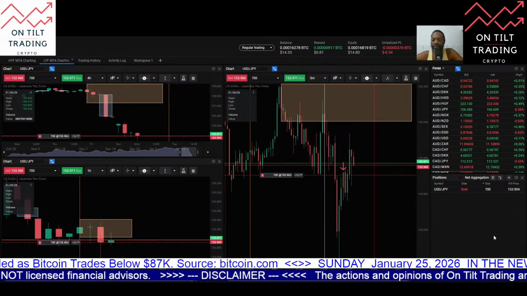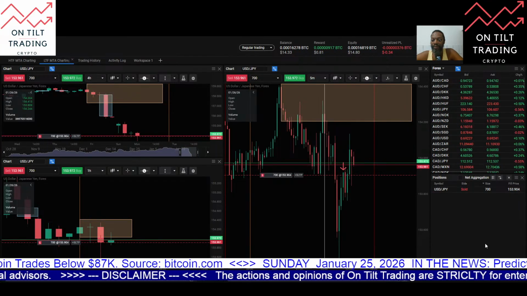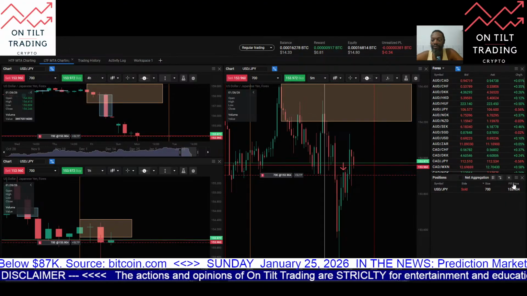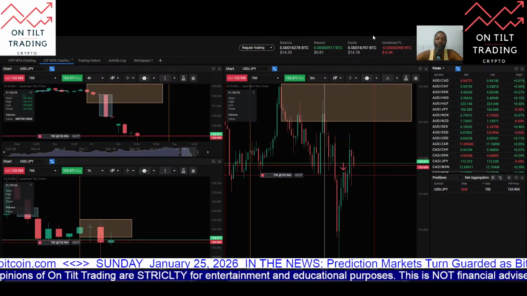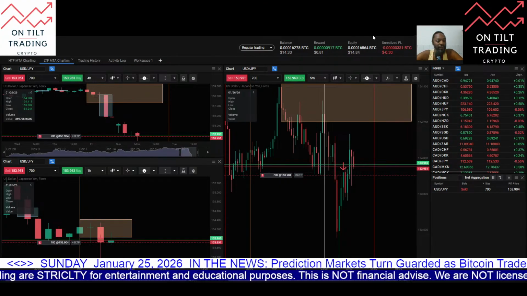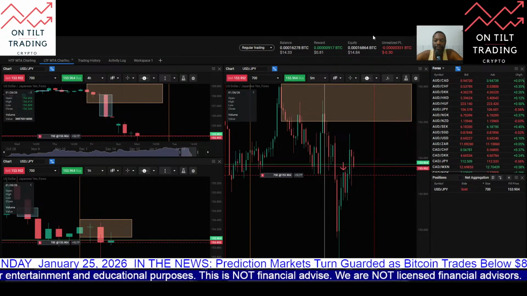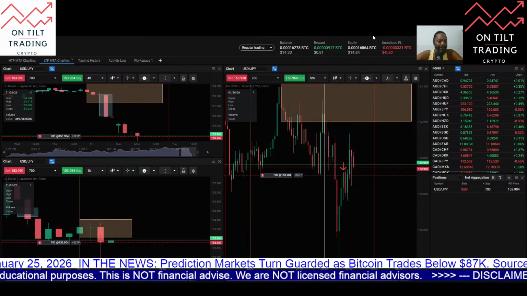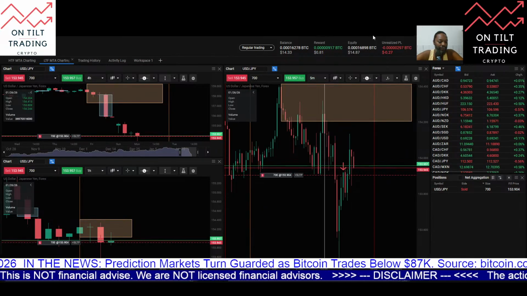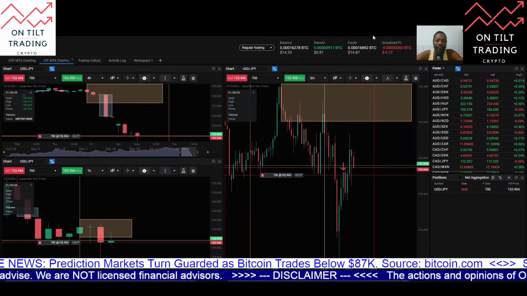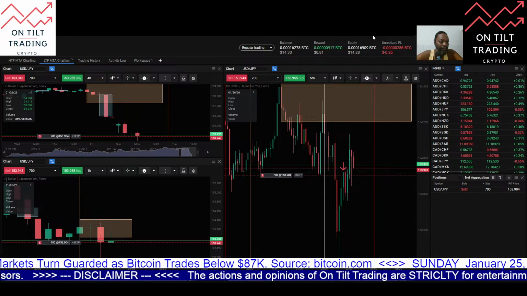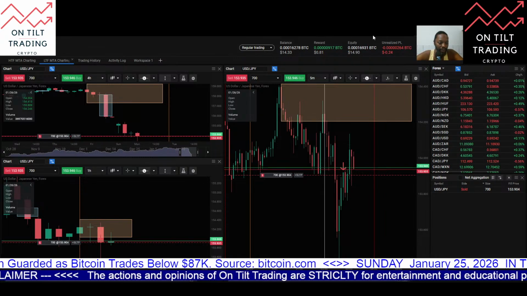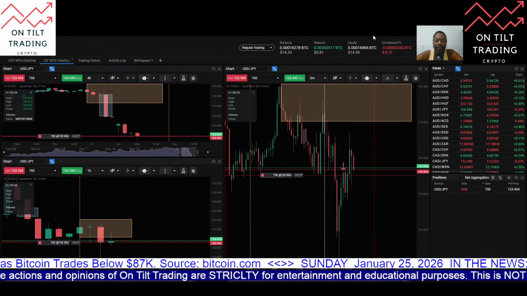Price now mostly trading here around my entry price, and mostly consolidating up here. But price is below the 1-hour order block and is below the 5-hour order block.